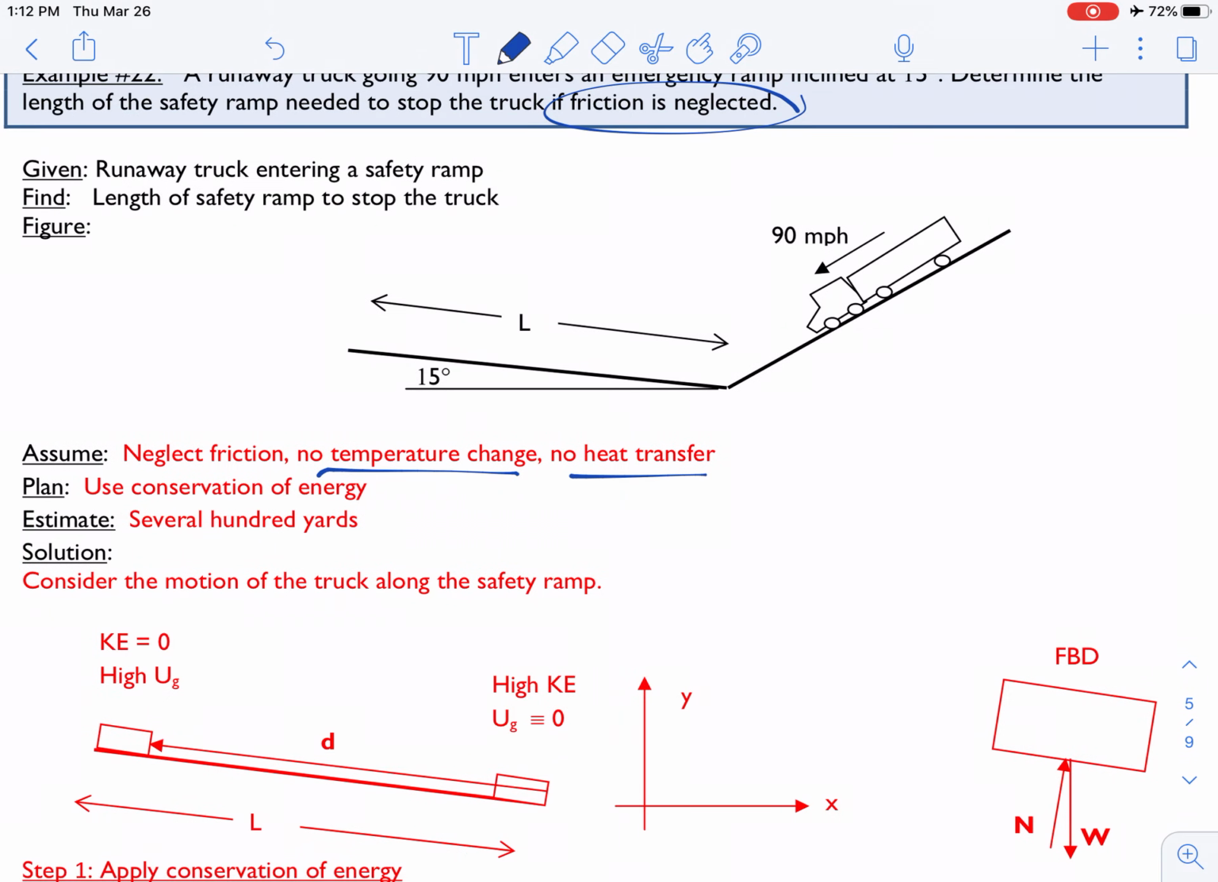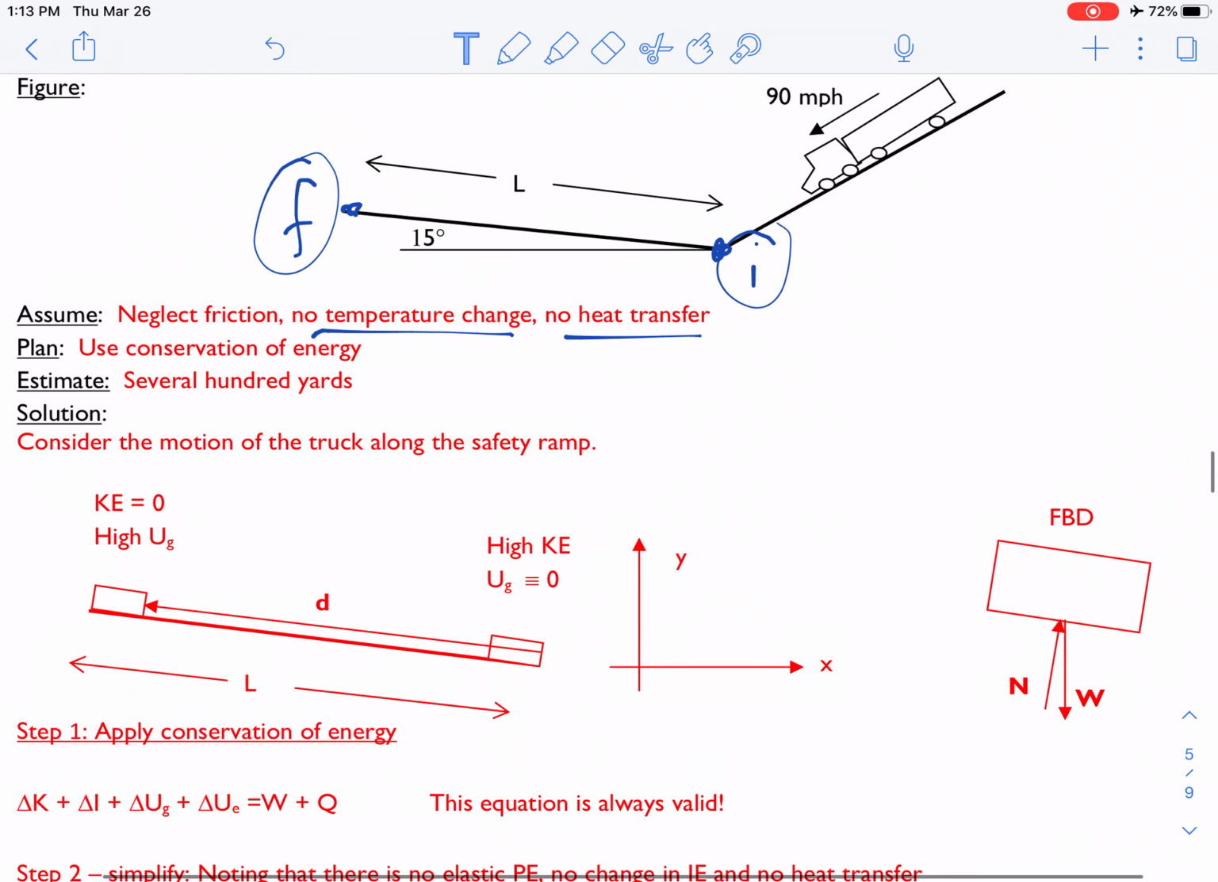Meanwhile, this is going to be the starting point, not on the other side. Okay, so this is going to be the initial point, and this is going to be where it stops by the end of the runaway truck, the final point. So those are going to be important.